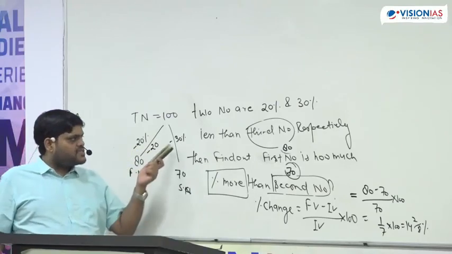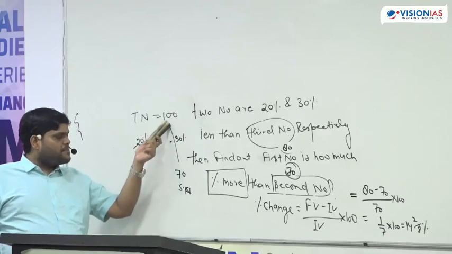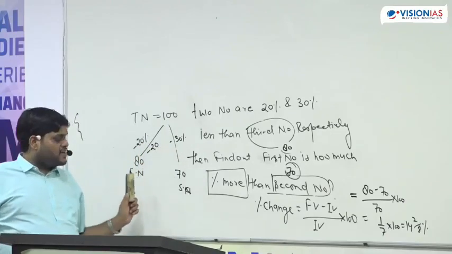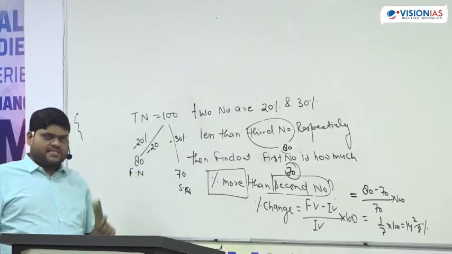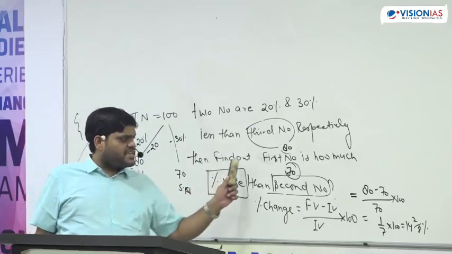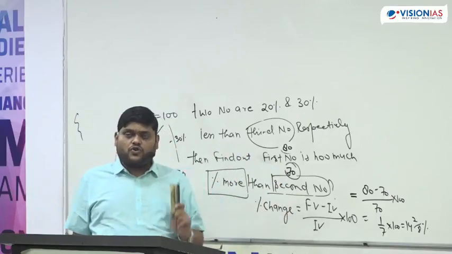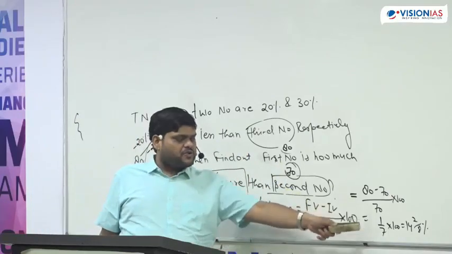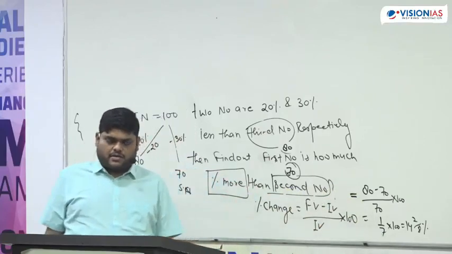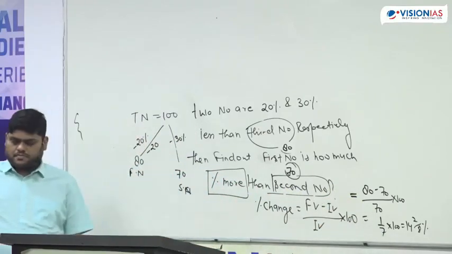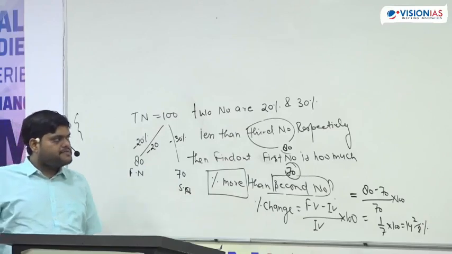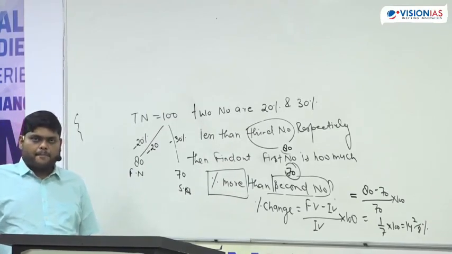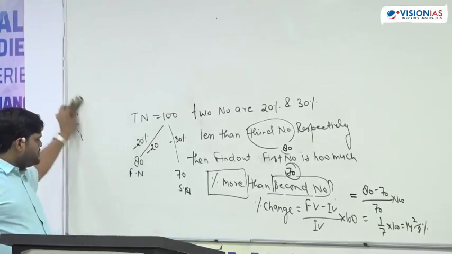The second number is 30% less. 30% of this is 30, so 30% less means this becomes 70. Now the first number is 80, the second number is 70. From the final statement, what we have to do is simply find the percent of change, put in the values and we get the answer. Okay?